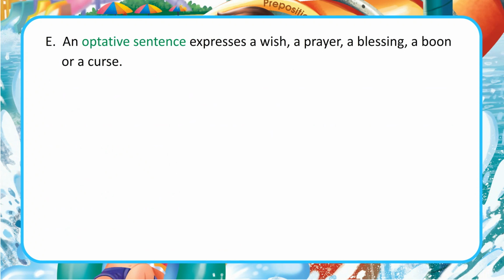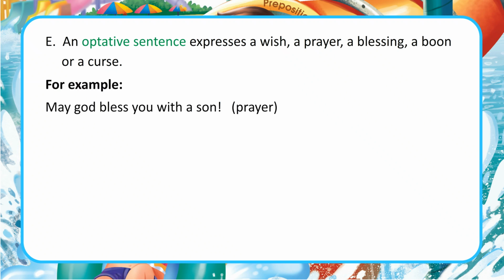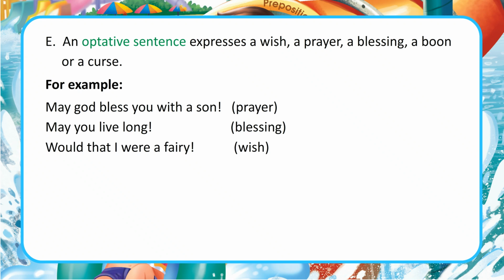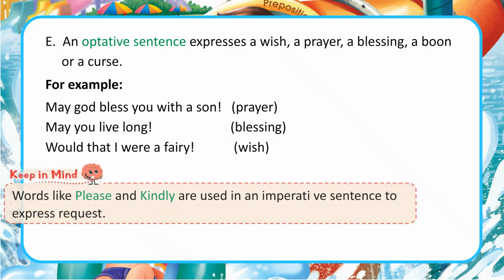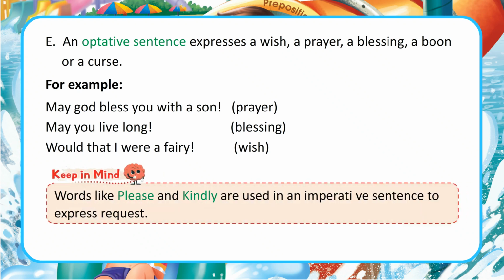E. An optative sentence expresses a wish, a prayer, a blessing, a boon, or a curse. For example, may God bless you with a son. Prayer. May you live long. Blessing. Would that I were a fairy. Wish. Keep in mind, words like please and kindly are used in an imperative sentence to express request.